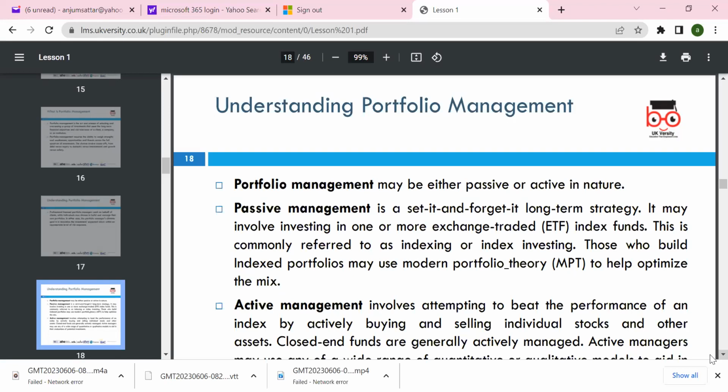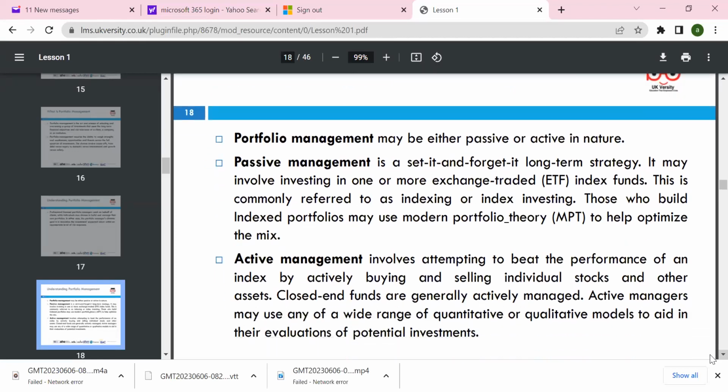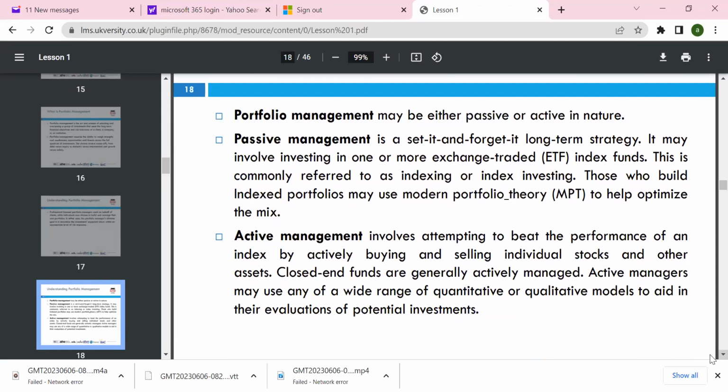Active management involves attempting to beat the performance of an index by actively buying and selling individual stocks and other assets, and closed-end funds are generally actively managed, so we need to make sure your funds are well managed. Because the rich nations, the knowledge-based economies, can make more money out of the developing countries or less knowledgeable economies. So this is basically what we call shorting in the stock exchange market. Stocks on the exchange can be bought and sold quickly so that you can catch the opportunities.